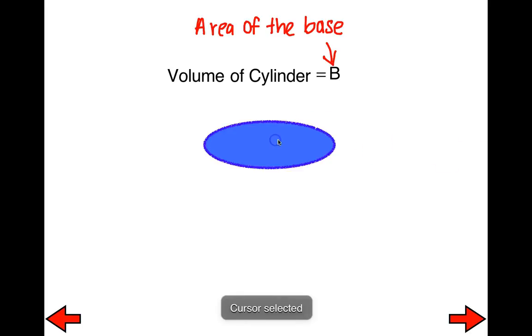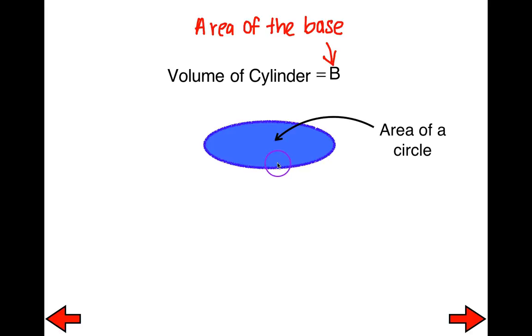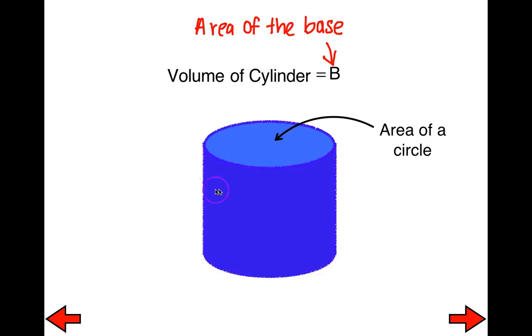So let's take a look. Our base for a cylinder is a circle, so we would take the area of a circle. But guess what? A cylinder is not just a circle, it has height. Today we're going to be using the word altitude. So instead of using height, we're going to use the word altitude. It's the same thing, but I want you to be comfortable with both terms.